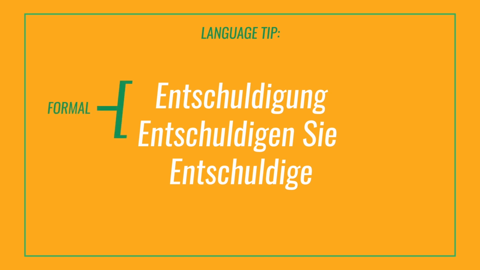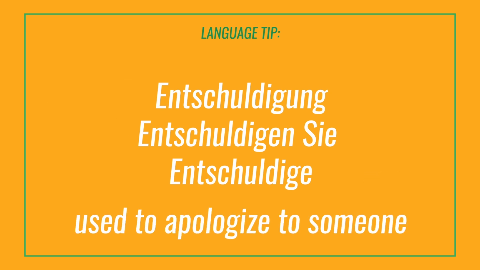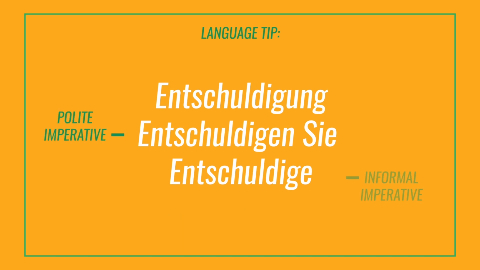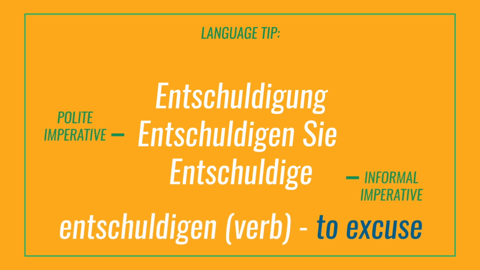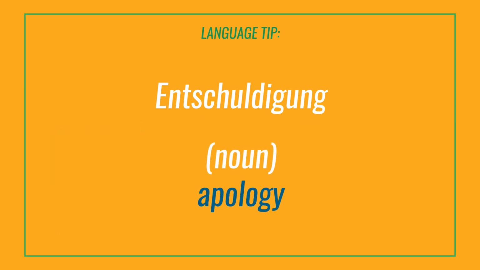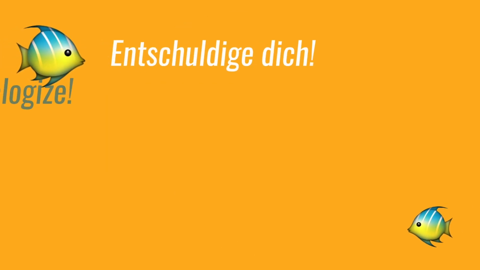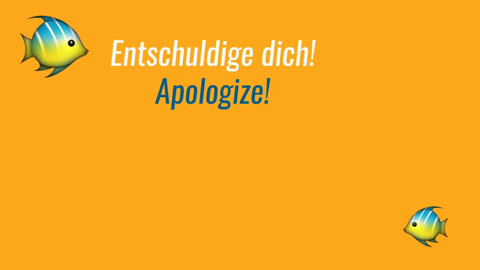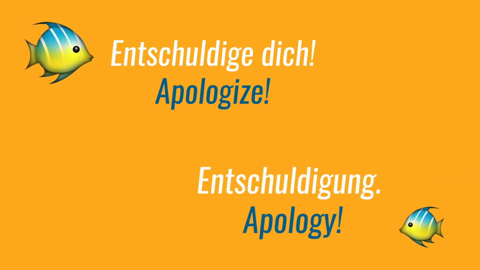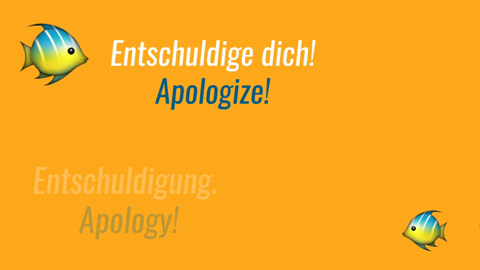Both Entschuldigung and entschuldigen Sie, which are formal, and entschuldige, which is informal, are used to apologize to someone. Entschuldigen Sie and entschuldige are the imperative of entschuldigen, which means to excuse, and Entschuldigung means apology. While both expressions can often be used interchangeably, a conversation between a parent and their child might go like this: Entschuldige dich, apologize, to which the child will reply Entschuldigung, meaning apology, or more naturally in English, sorry.